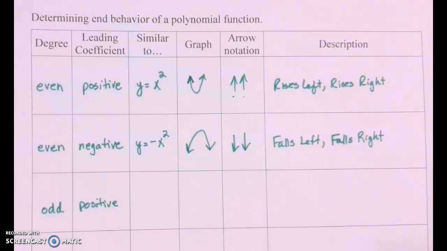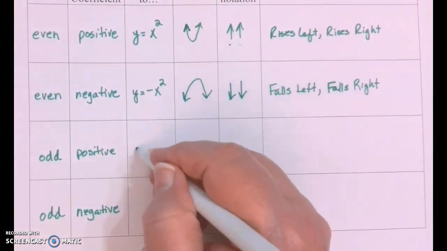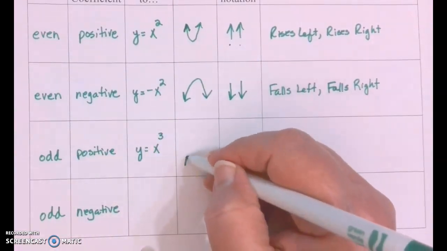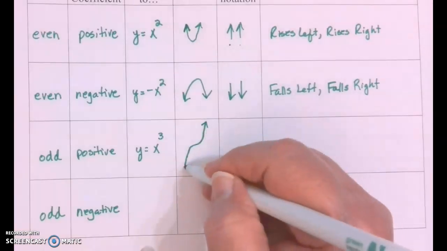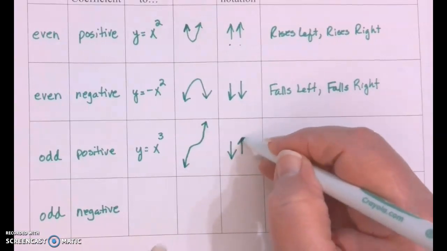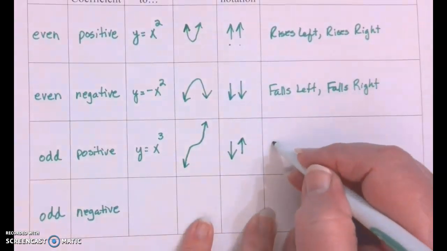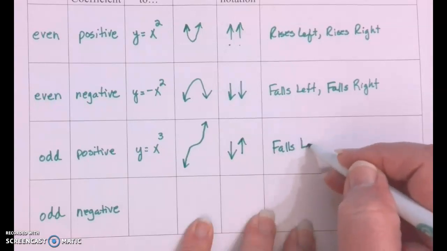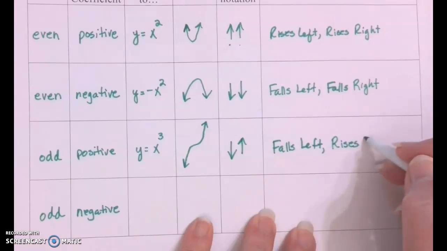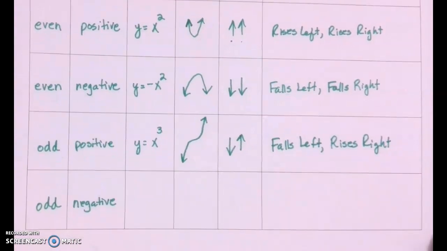Then we have when our degree is odd. So if our degree is odd and positive, it looks like y equals x to the third. And we know that the graph of that looks something like this. And that is arrow down, arrow up. Or in the description, we can say that it falls on the left and it rises on the right. So we're just describing the action in words.